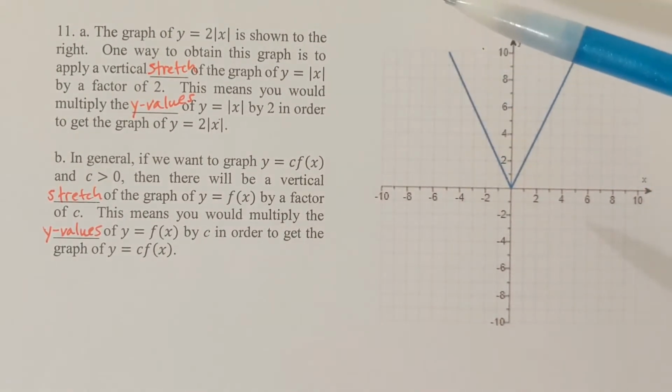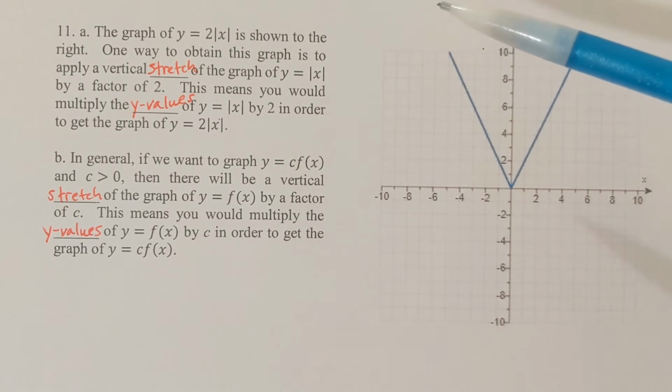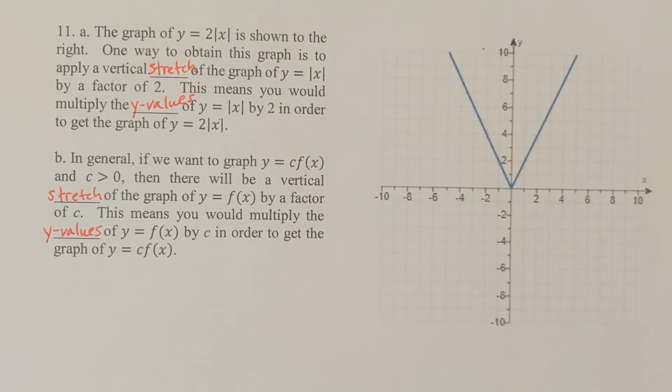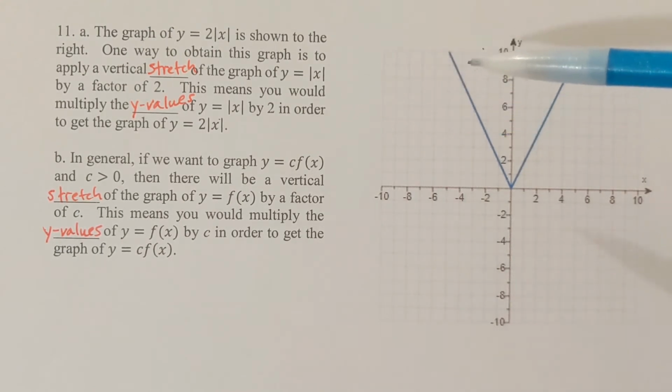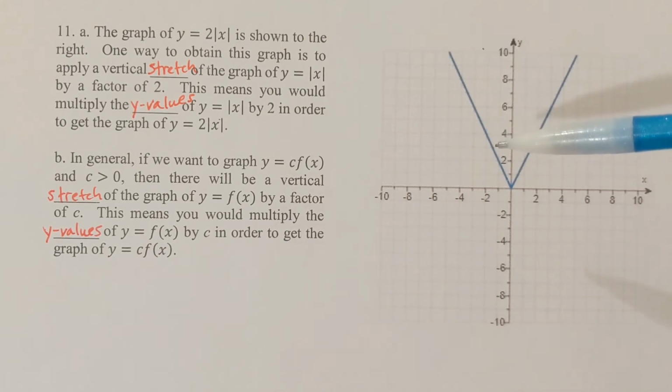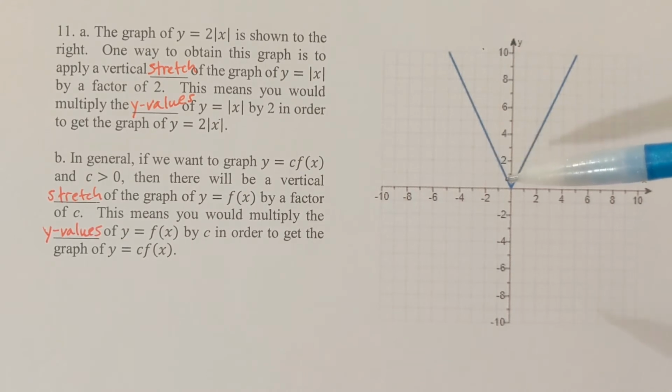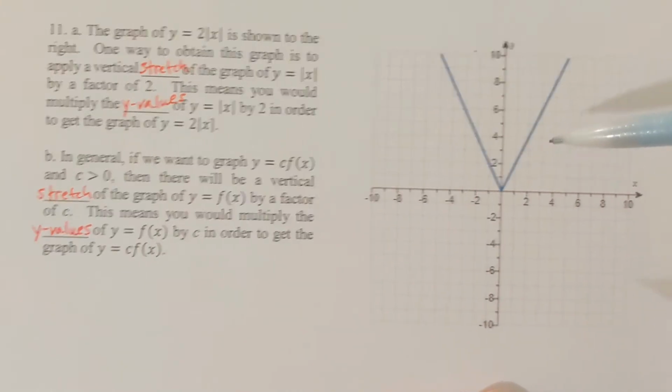Okay, problem 11. The graph of y equals 2 times the absolute value of x is shown to the right. One way to obtain this graph is to apply a vertical stretch of the graph of y equals the absolute value of x by a factor of 2. This means that you would multiply the y values of y equals the absolute value of x by 2 in order to get the graph of y equals 2 times the absolute value of x. So check it out here.